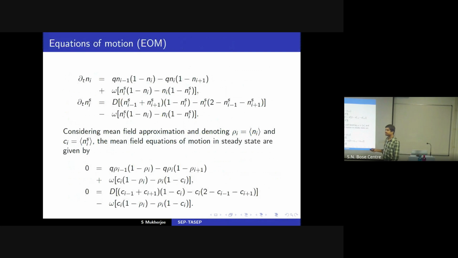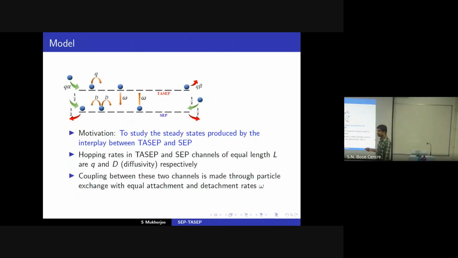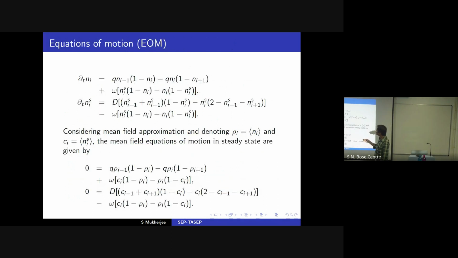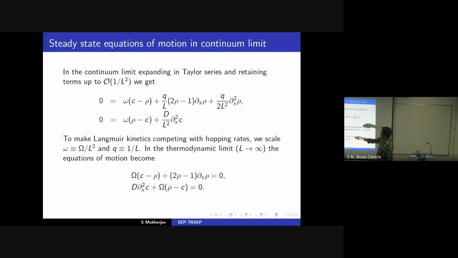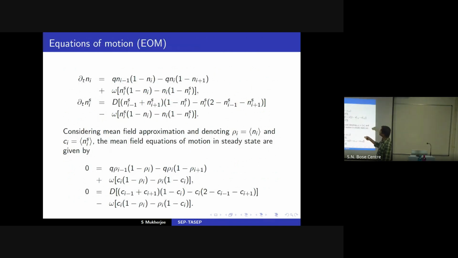And how does the diffusive time scale work? You can only assign a time scale with diffusion, right? Yeah, and omega. So we can look at a comparison between these two time scales. Yeah, we make them compete with this scaling: omega equal to capital Omega by L square and Q equal to 1 by L. These things make the two hopping processes competing.